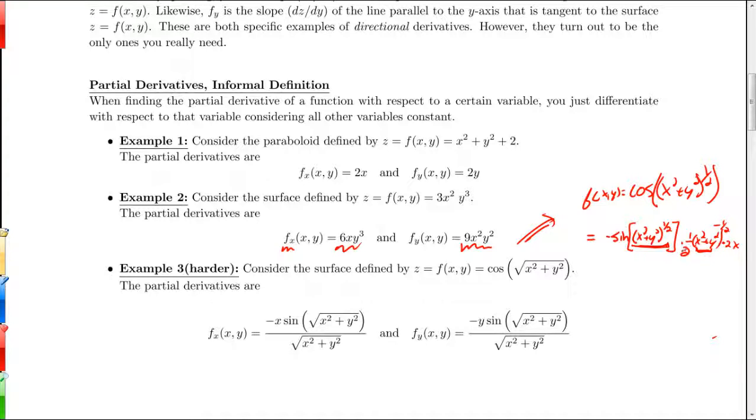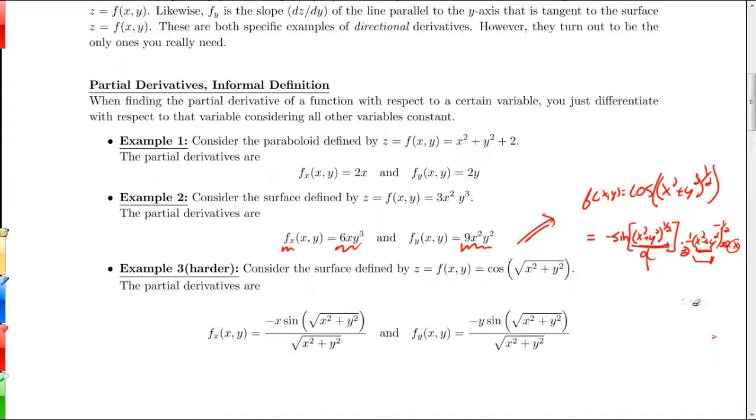Okay, so the 2's cancel, and I get an x here, so I get the negative x sine. This is just the square root of x squared plus y squared, and this x squared plus y squared to the negative 1/2 is just to the positive 1/2 in the denominator, but the 1/2 is just square root.